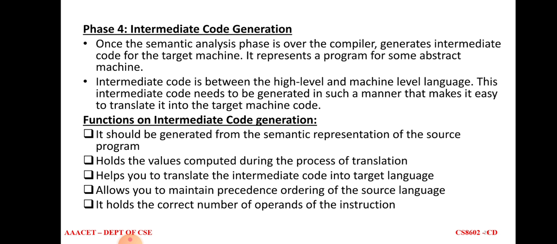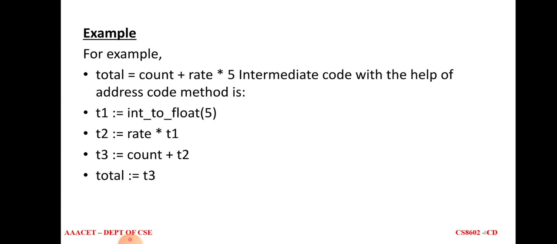And the fourth phase is the intermediate code generator. It is used to generate the intermediate code by using temporary operators. Let us take the example, total = count + rate * 5. This is part of the source program. So by using intermediate code, it converts the part of the source program into intermediate code by using temporary variables. So you can clearly see T1, T2, T3. These are the temporary variables: temporary variable 1, temporary variable 2, temporary variable 3.